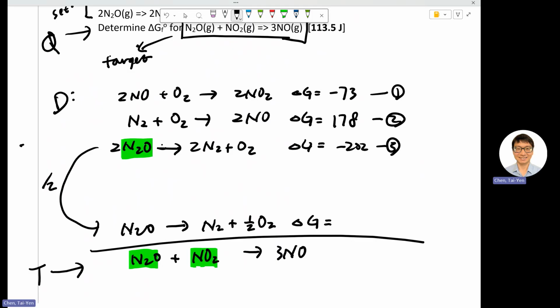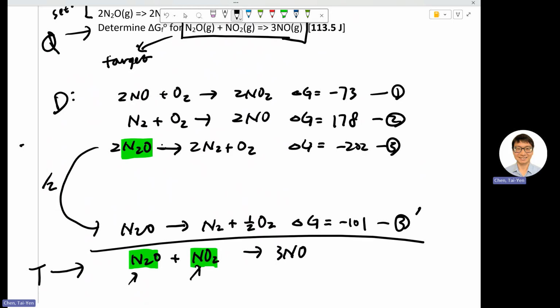What happened to my delta G? It's cut in half. For your delta G, delta H, delta S, they are so-called extensive properties. That means if you divide the coefficients by a certain amount, those quantities will decrease by the same amount too. Since you divide the whole equation by 2, your delta G is divided by 2 as well. So it goes from -202 to -101. Let's call this equation 3 prime. So you solved the first part.